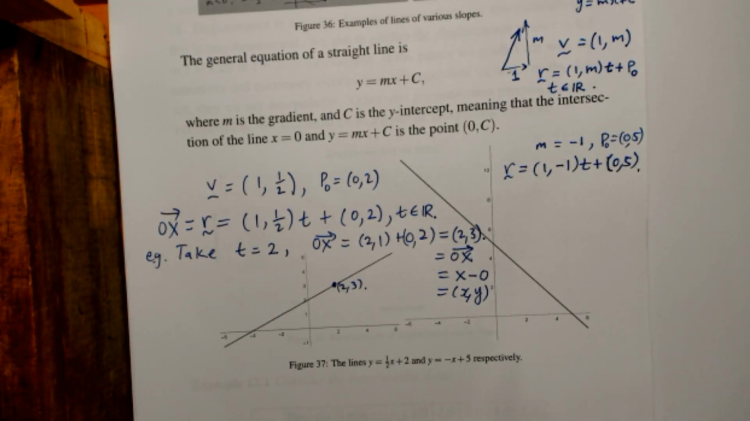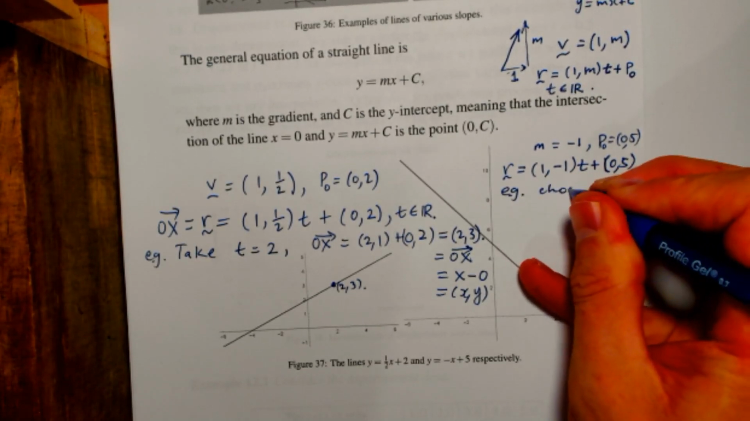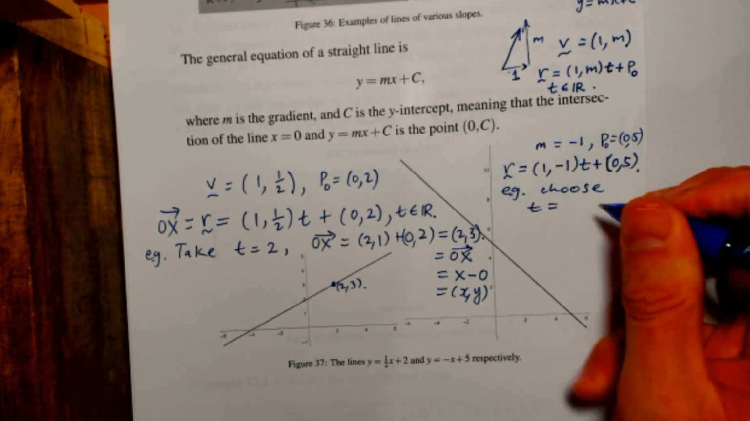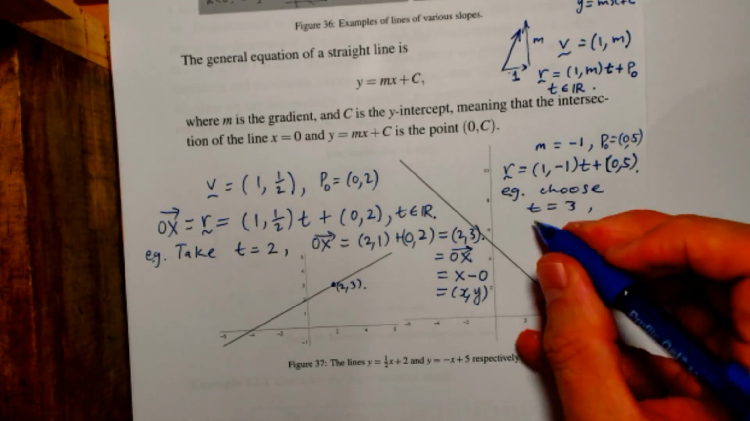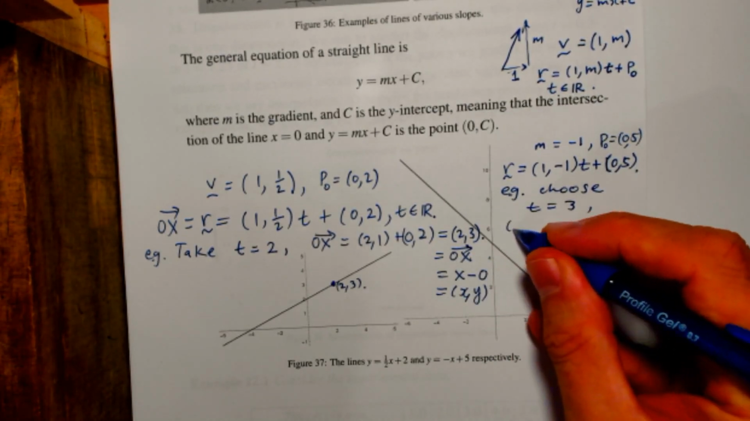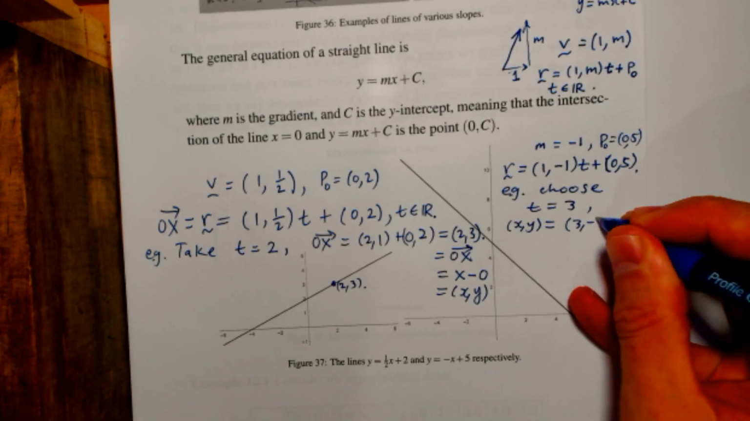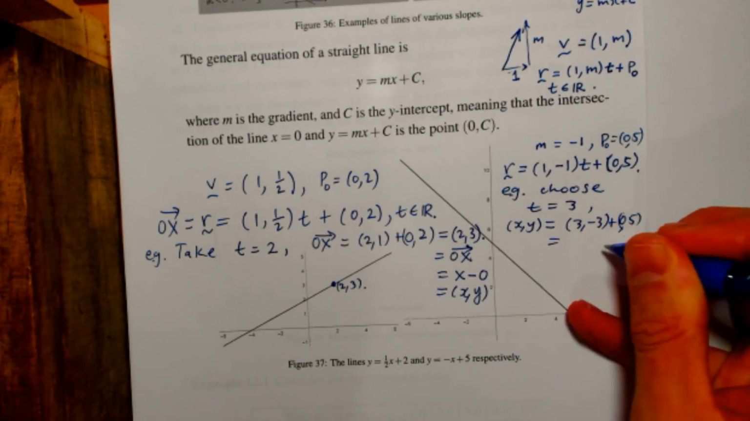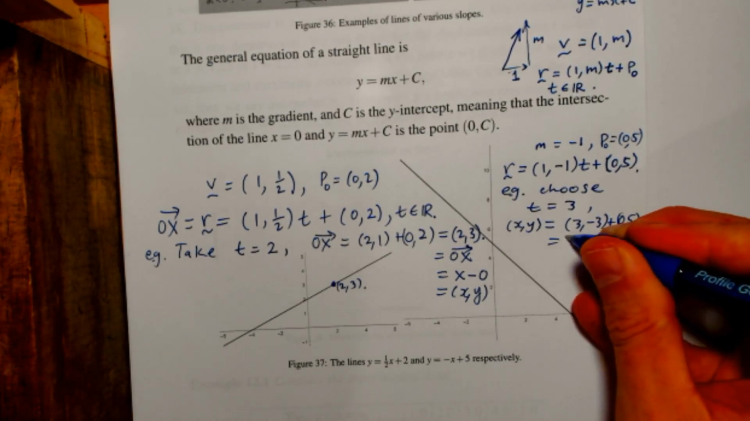Okay, and now if I choose, let's just say, for example, t equals 3, then we get, because we can write OX as x minus O, we have xy is (3, minus 3) plus (0, 5). And we get the point (3, 2) when we add those up.